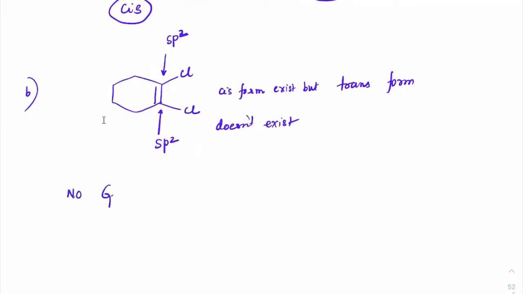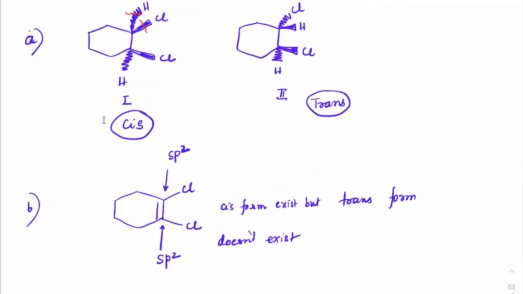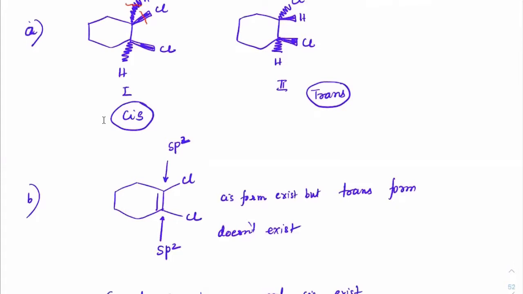No geometrical isomers, only cis exist. So the general definition is cis means same side, trans means opposite side. That's all you need to know.